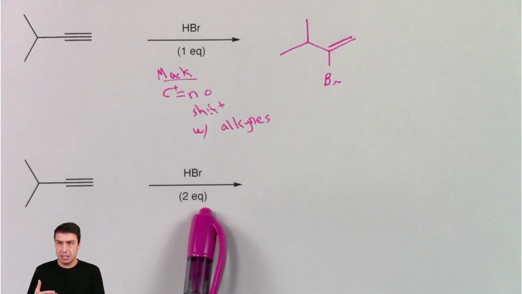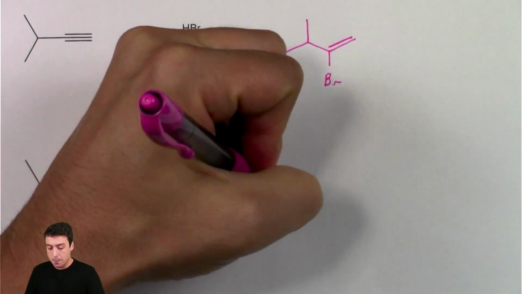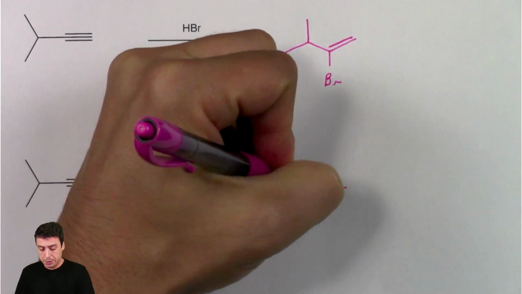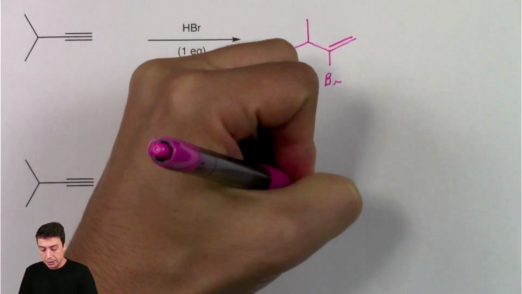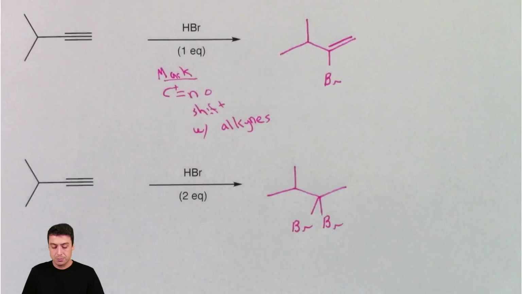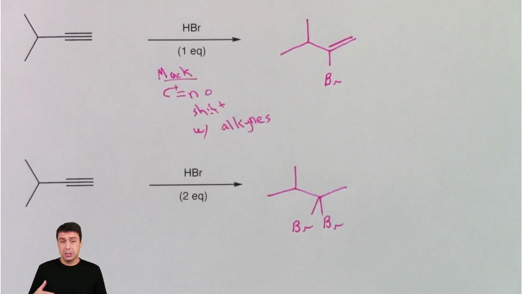Okay, what about if I had a second equivalent? So I'm just doing the same thing, but now twice. Well, now both pi bonds are gone. So we're going to react with both pi bonds, keep the isopropyl over here, and now you'll add 2 bromines to the more substituted side. So that's just a review, essentially. That's just a nice quick overview of those reactions.